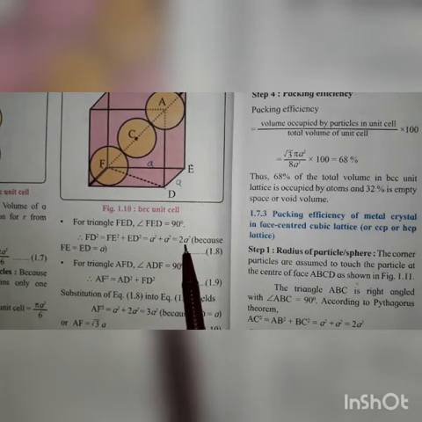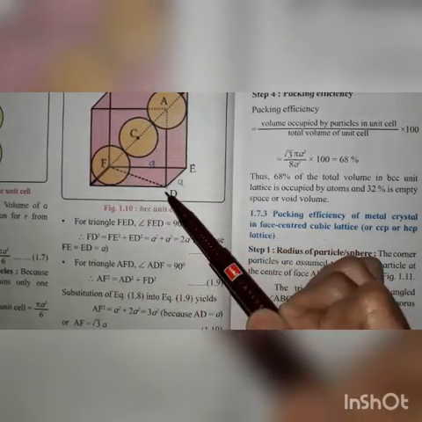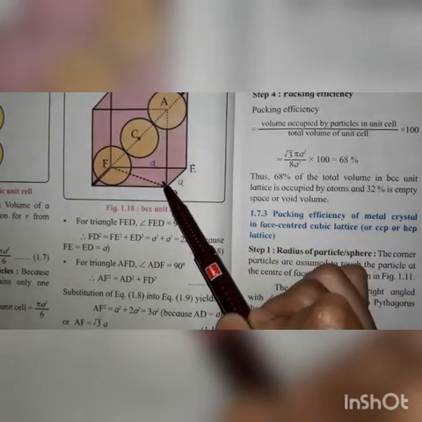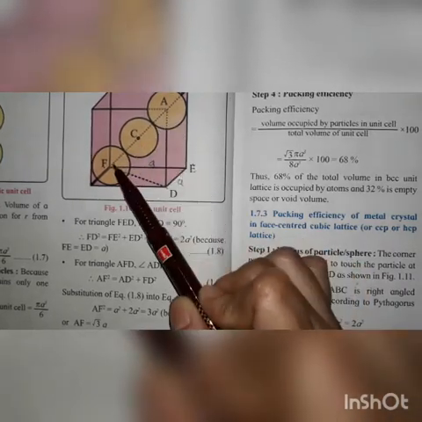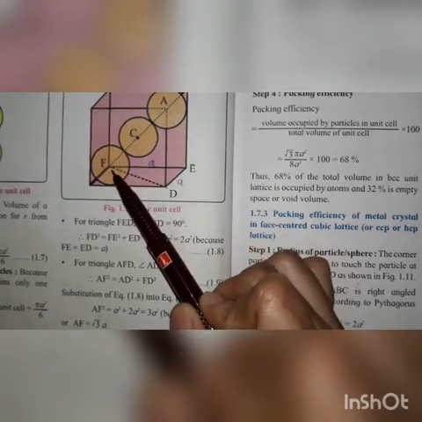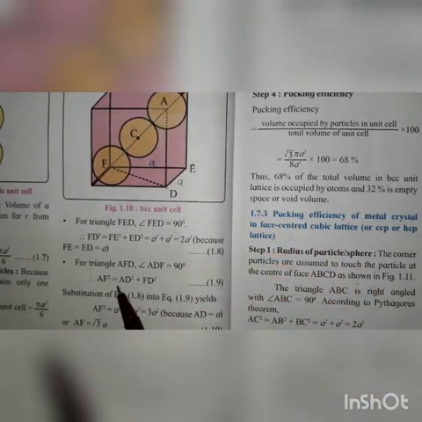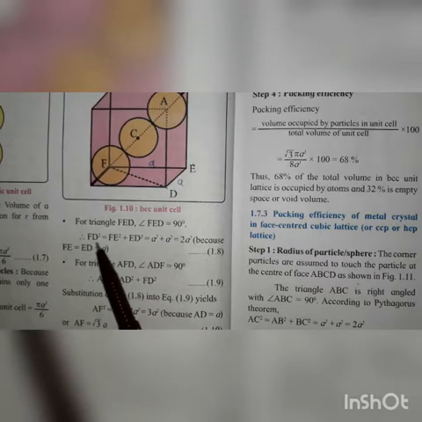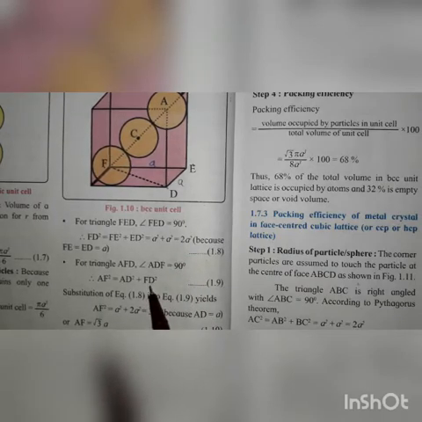Now let us take another triangle, AFD. Again angle D is 90 degrees, and opposite 90 degrees the side present is AF. AF is the diagonal. So AF square is equal to FD square plus AD square. But FD square we have got as 2a square, so in place of FD square we can write 2a square.